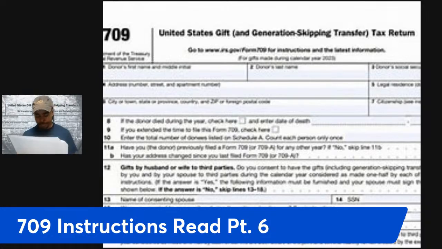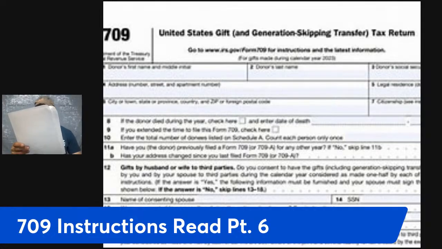Line 10. Enter 20% of the amount allowed as a specific exemption for gifts made after September 8th, 1976, and before January 1st, 1977. These amounts will be among those listed in Schedule B, Column D, for gifts made in the third and fourth quarters of 1976.